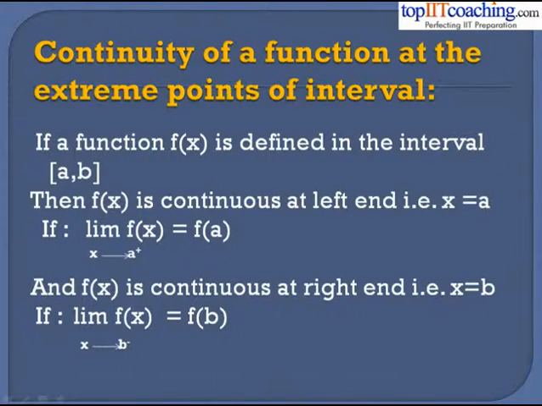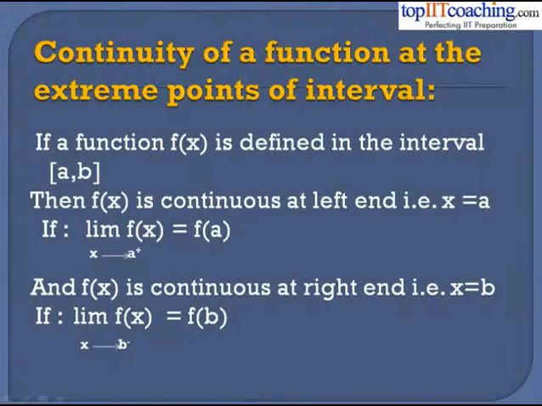Let us say that a function f(x) is defined in the interval [a, b]. Now this is a closed interval. That is, points a and b are included in this interval. Now f(x) is continuous at the left end, that is x equal to a, if the limit of f(x) when x tends to a positive is equal to f(a). That is, the right hand limit of f(x) at the point x equal to a is equal to the value of the function f(x) at the point x equal to a, which is f(a).